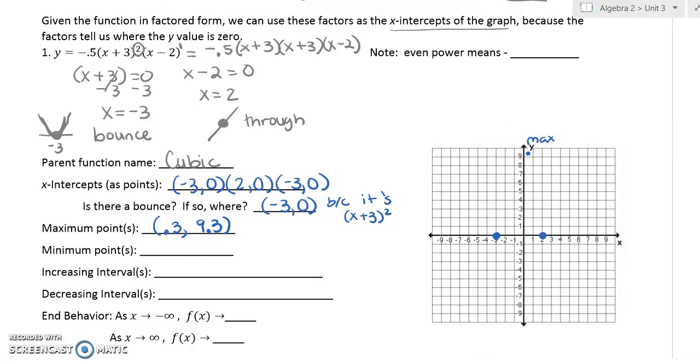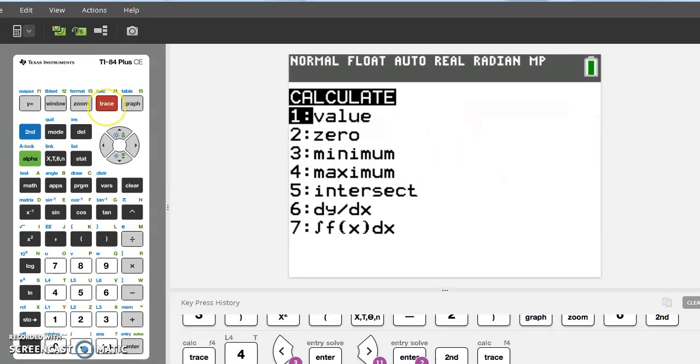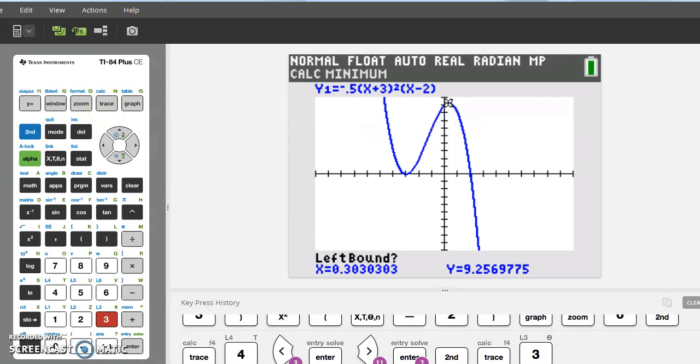All right, so let's look at the minimum. Minimum looks like it's here. It almost looks like the x-intercept, but I want to check it. So I'm going to do second trace, minimum, which is number 3. I'm going to go to the left of the minimum. Here I am left, and I want to go to the right of the minimum.